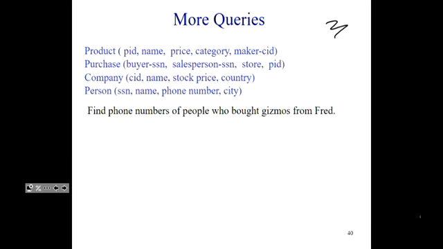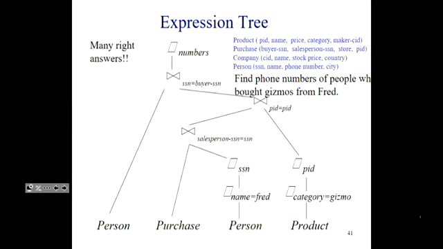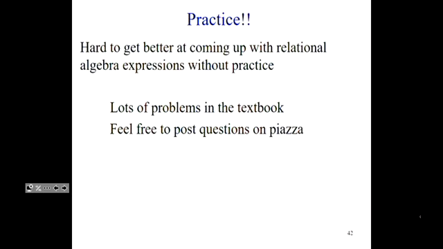Since we have a lot of material to cover, I'll get started. If you remember, we were discussing this rather complicated relational algebra example of products, purchases, companies, and persons. And we had this complicated looking tree that we came up with at the end of it. So that's all of what we're going to cover about relational algebra.